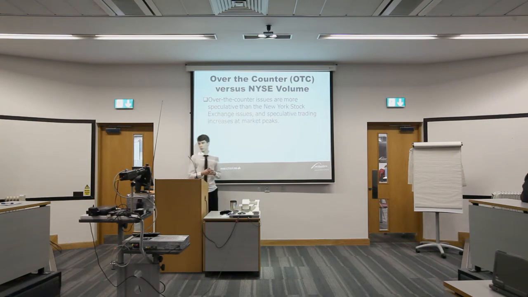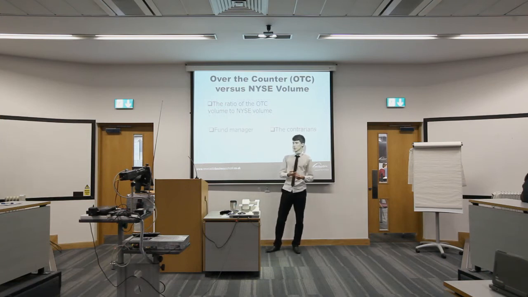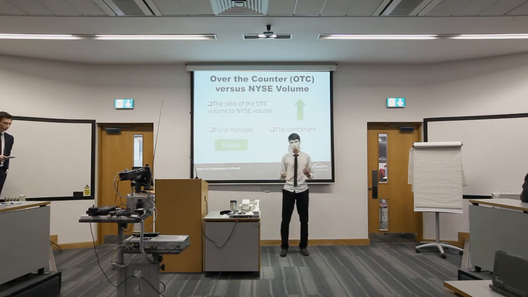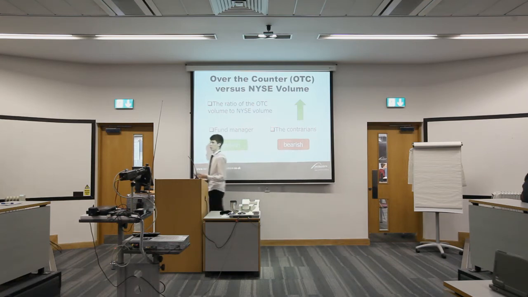The last ratio I want to tell you about is over-the-counter versus New York Stock Exchange volume. The ratio of trading volume is considered a measure of speculative activity in the market. Over-the-counter issues are more speculative relative to New York Stock Exchange issues, and speculative trading increases at market peaks. So when the ratio of OTC to NYSE volume increases, it means that fund managers are bullish, and looking at that, contrarians become bearish because they think the market is overbought. In contrast, when OTC volume decreases relative to NYSE volume, we have the opposite situation. Fund managers are bearish, and then contrarians are bullish.